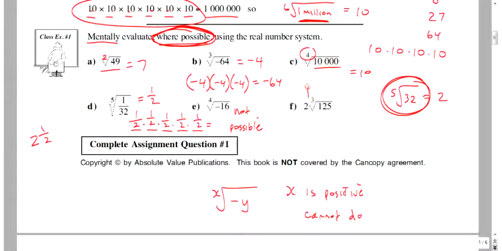What do you want to do? Visually, you want to just separate those. Let's just save the 2 till later. It's kind of like BEDMAS, but BEDMAS doesn't have radicals in it. But you want to do the radical part first. Is there a number multiplied by itself 3 times to give us 125?